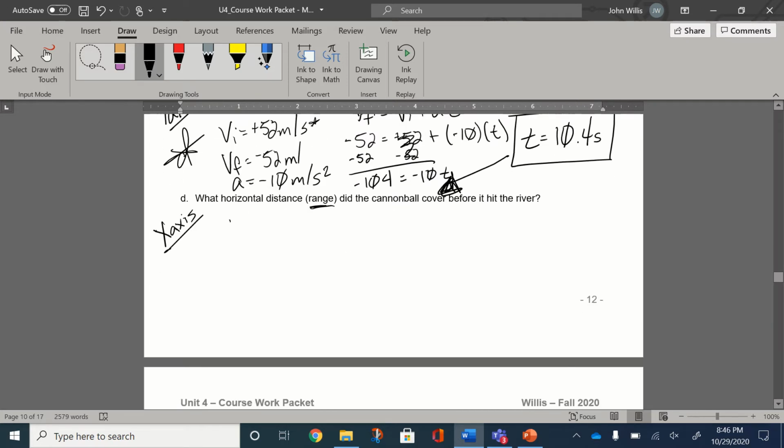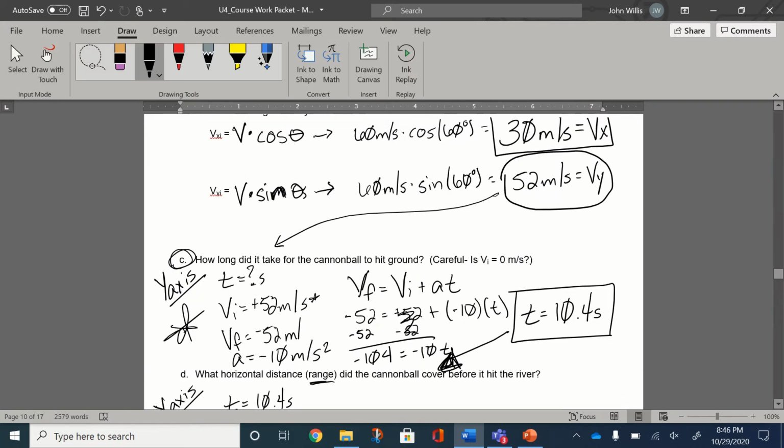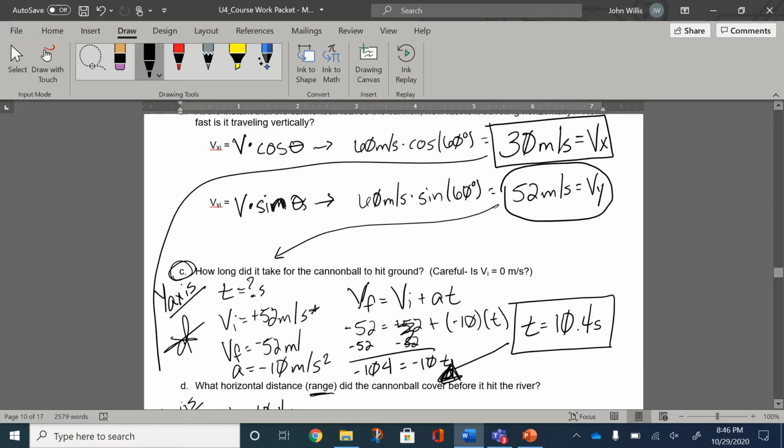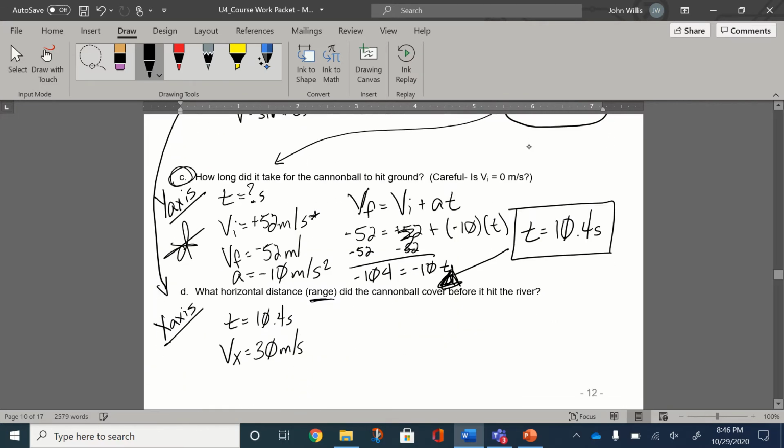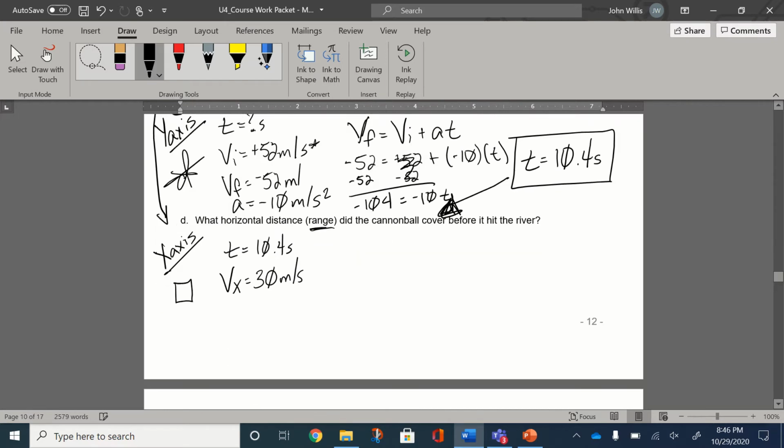and if you know the amount of time it's allowed to be airborne for is 10.4 seconds, and the horizontal velocity that it was traveling in that direction was 30 meters per second, right? That was my horizontal velocity. I'm going to bring it all the way down here, put a box around this so that you guys know why I chose the 30 instead of 60 or 52. This is my horizontal speed.